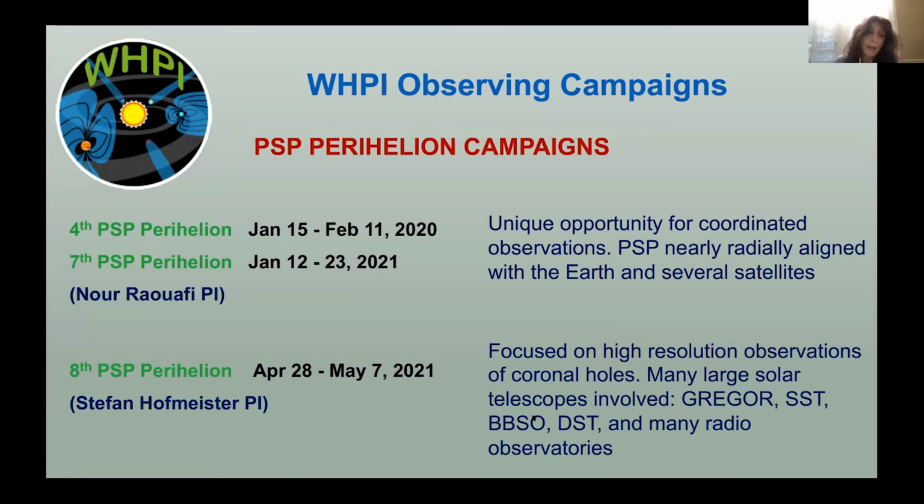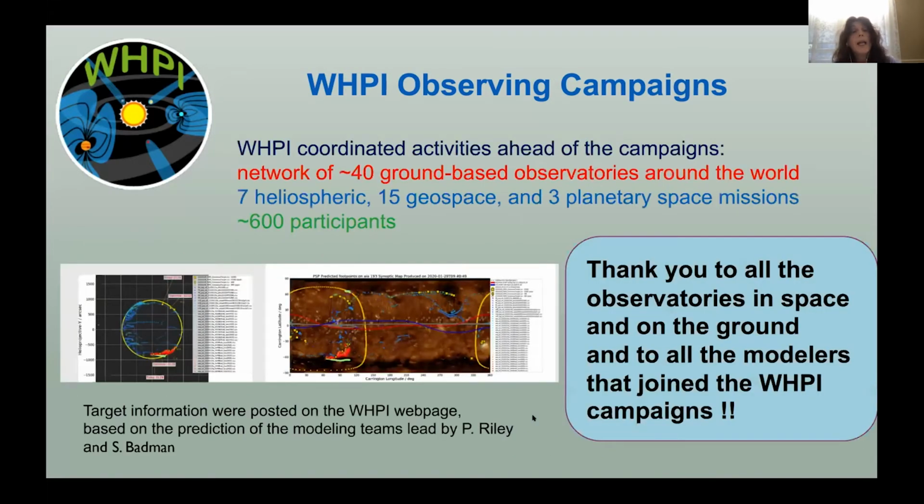And the third Parker Solar Probe campaign was during the 8th perihelion and focused on high resolution observation of coronal holes. And we had many large solar telescopes, including Gregor, the Swedish Solar Telescope, Big Bear, and the Dan Solar Telescope, join, and many radio observatories and other observatories as well. And then if you go to the next slide, Stefan will talk more about this campaign.